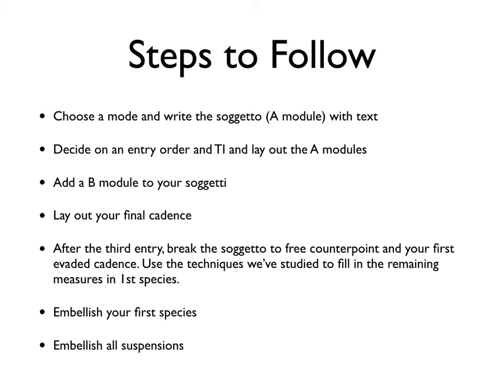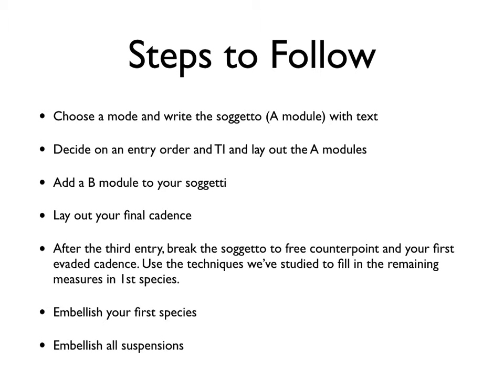Then we're going to skip the middle part, go straight to the final cadence of the first section. So we're looking at a total of 40 whole notes for the whole composition. Since we're doing part 1 only this time, we're going to go up to 20 whole notes, so about 10 measures in 2/1, which is what I've chosen to do. After the third entry, we're going to break the soggetto, the B module of the soggetto, to free counterpoint and move towards our first evaded cadence.